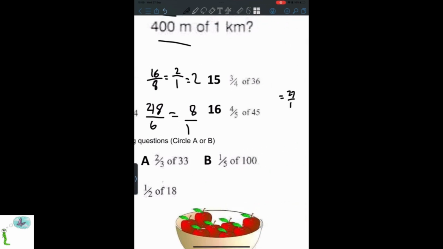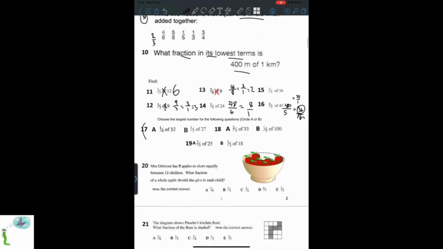4 over 5. So 4 times 45. 180 over 5. And simplify that. It's going to be 18 times 2 basically. So it's 36 over 1 obviously, but the final answer is just 36. Alright, let's go into question 17.